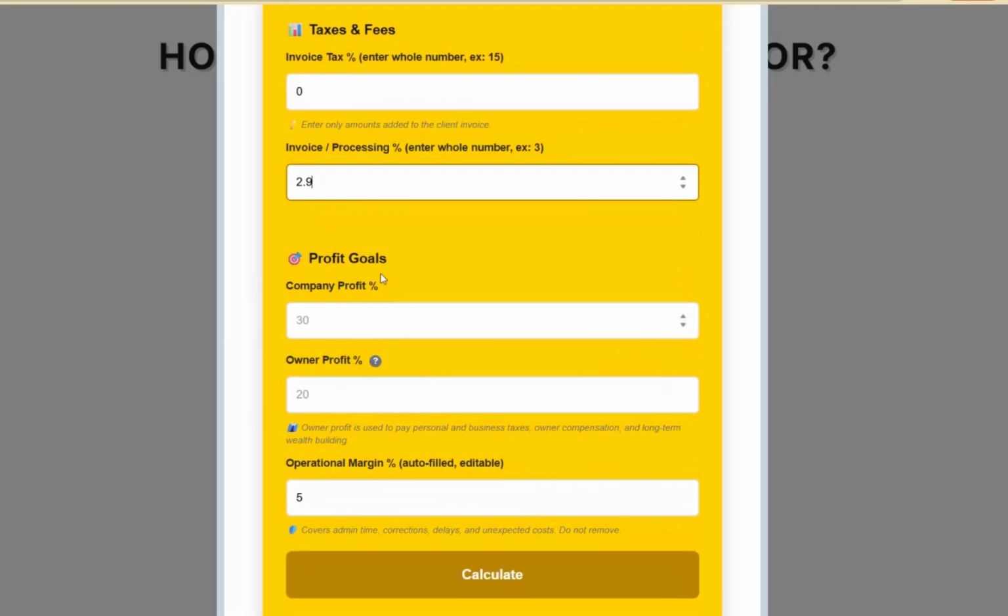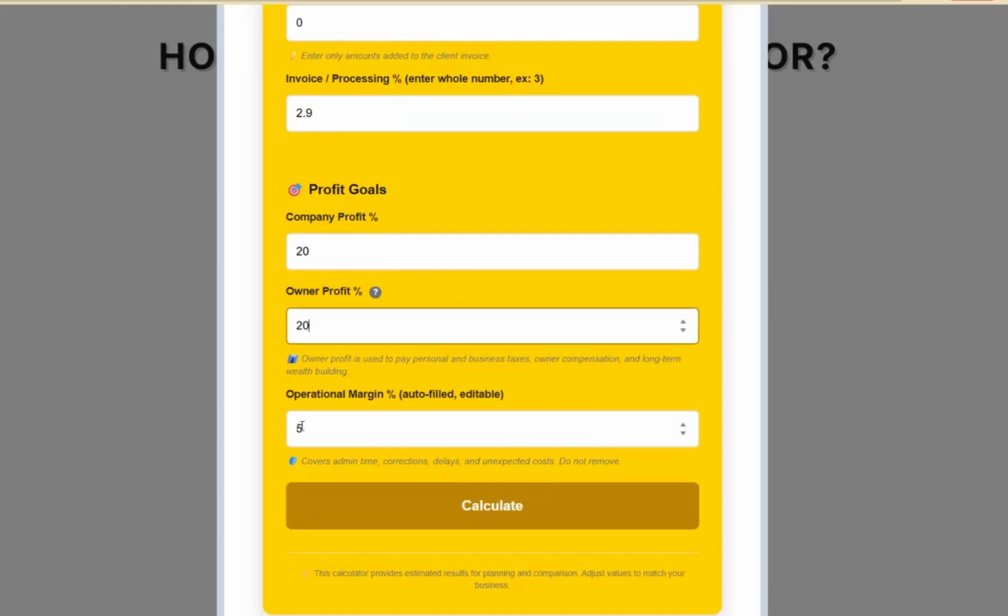How much percentage is your company going to make, and how much percentage are you going to make? I'm usually at a 20-20. So the company is at 20%, and the owner, who is me, I'm at 20%. Okay. So you will put that here.